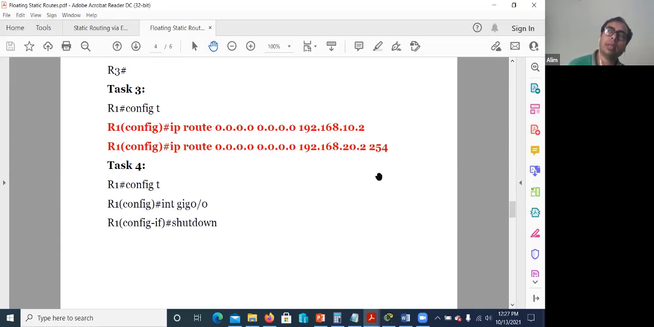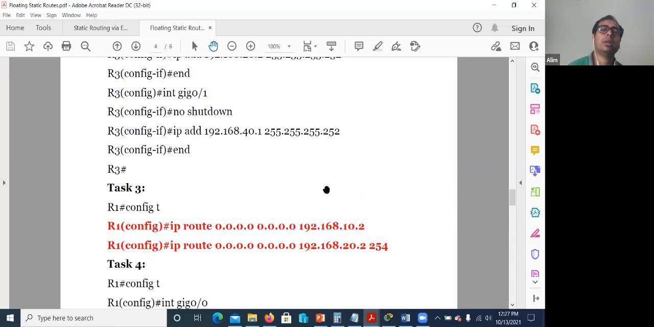That is, the primary is always carrying traffic, and the secondary one is just standby. When your primary fails, the secondary will take the responsibility of carrying traffic. Or you can make the secondary the primary by changing the administrative distance. So it is very important.